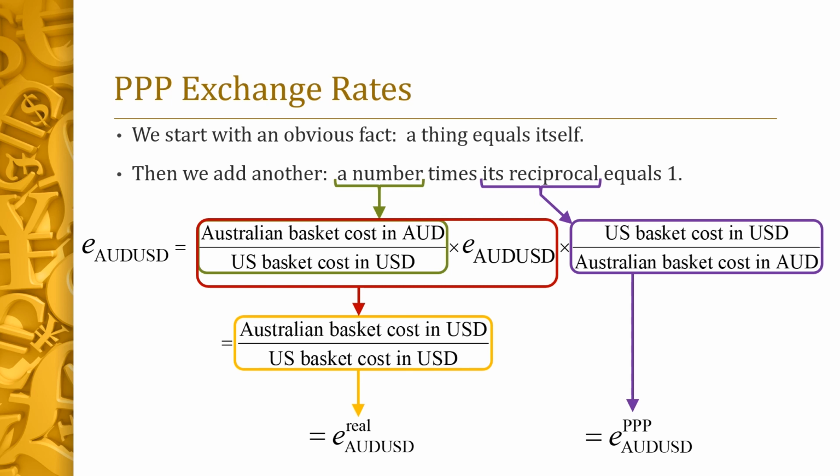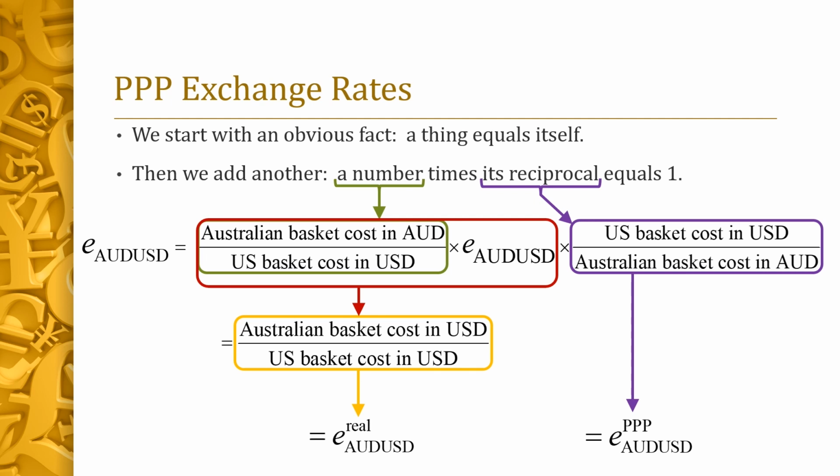Finally, the ratio in the purple oval on the right is something that we have not seen before. It is the ratio of the cost of the US basket in US dollars to the cost of the Australian basket in Australian dollars. This is called the purchasing power parity exchange rate, or the PPP exchange rate for short. It is denoted EPPP AUD USD.